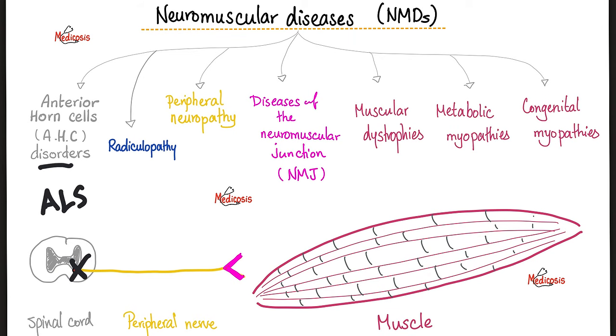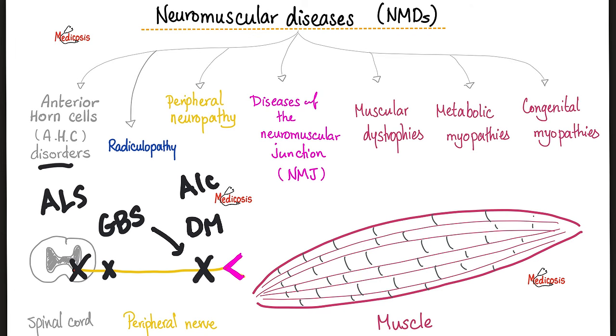If the problem is in the nerve root, it is radiculopathy. Guillain-Barré syndrome does that. If the problem is in the peripheral nerve, this is peripheral neuropathy. Guillain-Barré syndrome also does this. Don't forget diabetes. Alcohol can also destroy peripheral nerves, hypothyroidism, uremia from renal failure, and much more.